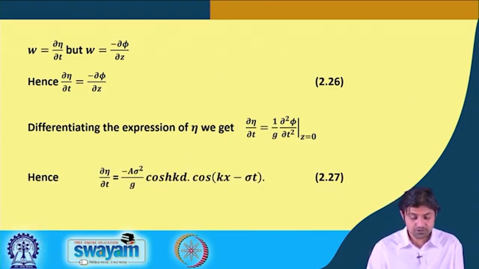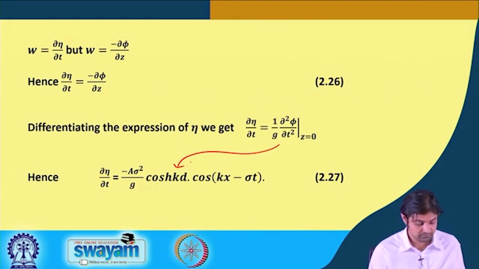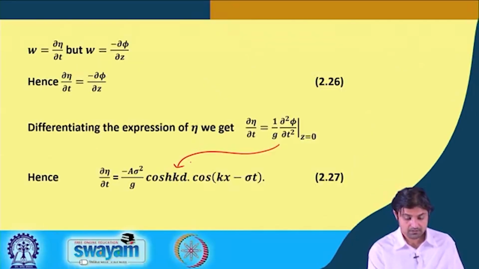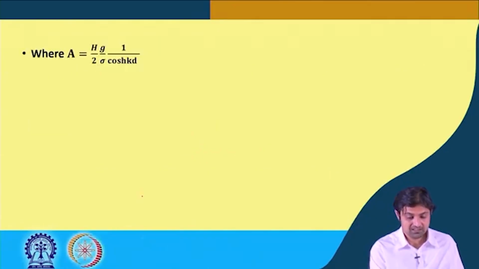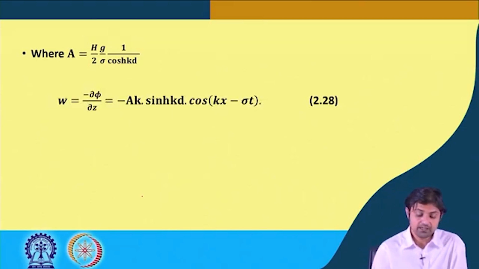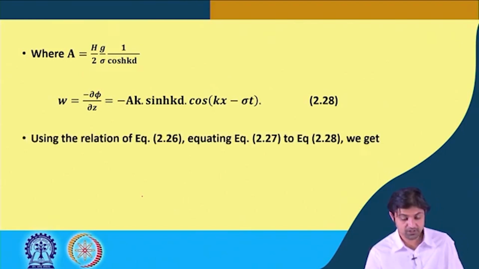So we substitute del eta by del t from here. Where capital A is h by 2 into g by sigma divided by cos h k d, and W is also minus del phi by del z, that is minus A k sin h k d into cos of k x minus sigma t, and we equate this.